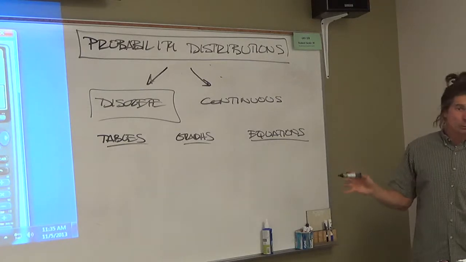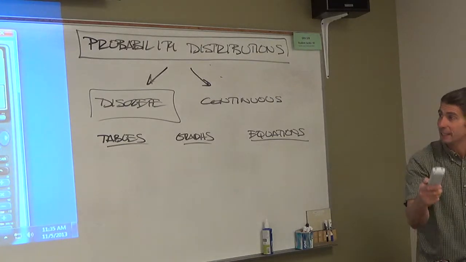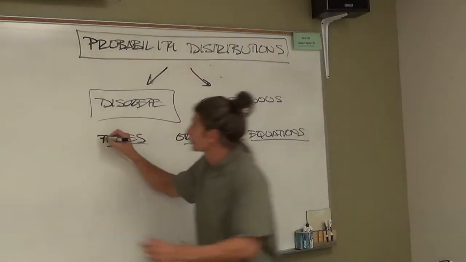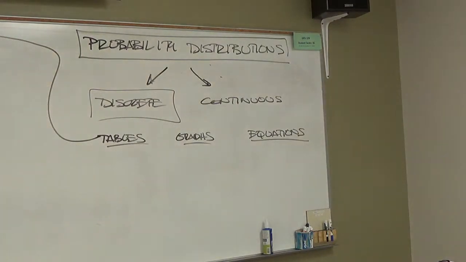Now, of the tables, you'll notice you've got two columns. You've got the X column. I'm going to call that the X column. That's the left column. Usually, it makes the most sense to have it be the left column. It's the most logical. What is in that column? What was in it for us?